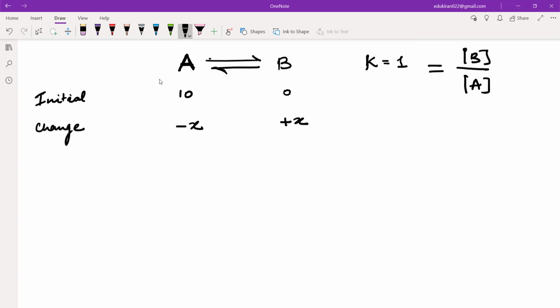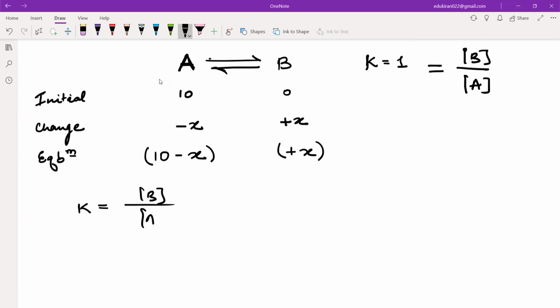Then we have equilibrium. At equilibrium, what will happen? We had initially 10 minus X, and here we'll be having just the X. This is the concentration of A at equilibrium. This is the concentration of B at equilibrium. And after that, we will write the K, that is equal to the concentration of B upon the concentration of A. And this will be equal to how much? This will be equal to 1 because the equilibrium constant is 1.